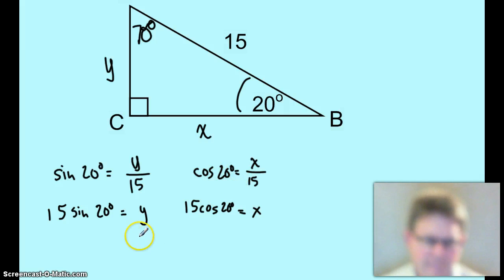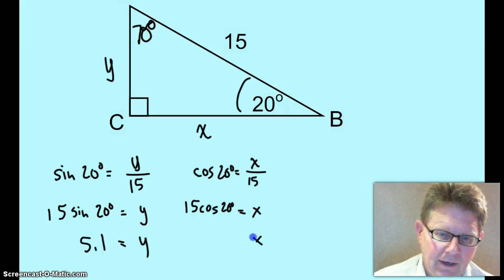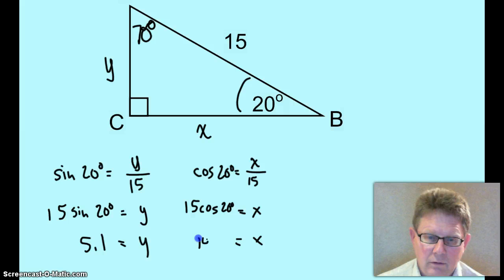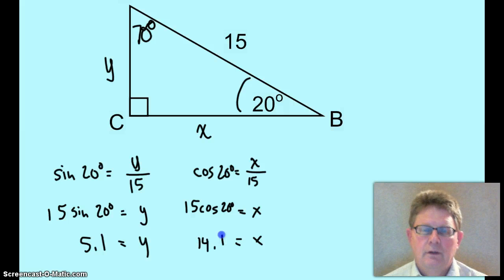So y is 5.1 and x is 14.1. And that's how you solve a right triangle.